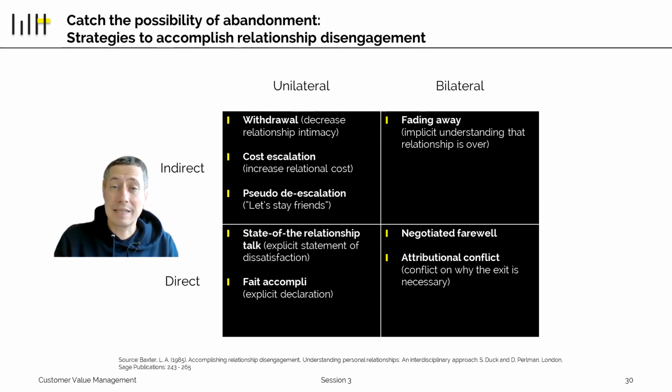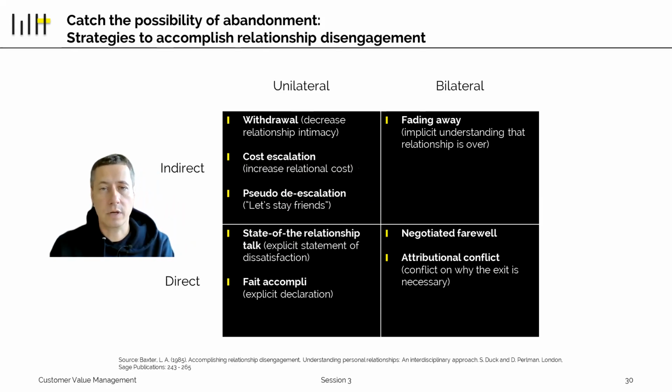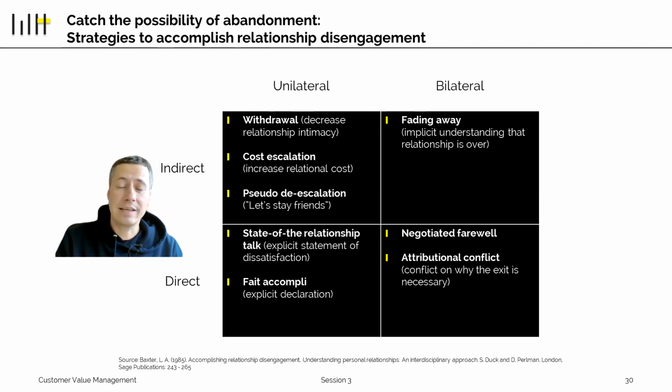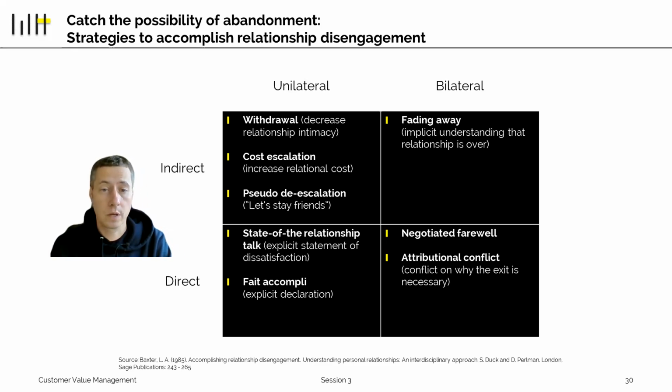Direct means you explicitly say to the customer that the customer is fired. Indirect is you try to do it in a more subtle way. Unilateral means you only think of your own benefit as a company. Bilateral means you also think of the benefit of the customer. Indirect, unilateral: one example is withdrawal. Instead of telling the customer that the customer is fired, you simply stop contacting the customer. You don't send any mailings anymore. You don't send any direct marketing, no salesforce visit, in the hope that probably the customer forgets that you exist and no longer does business with you.